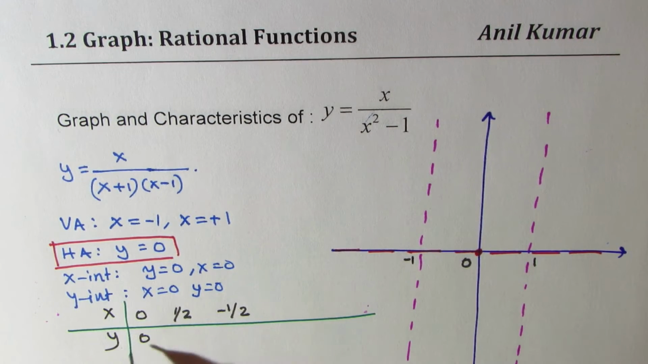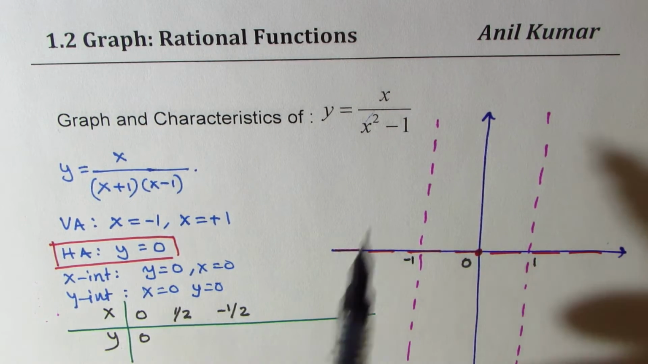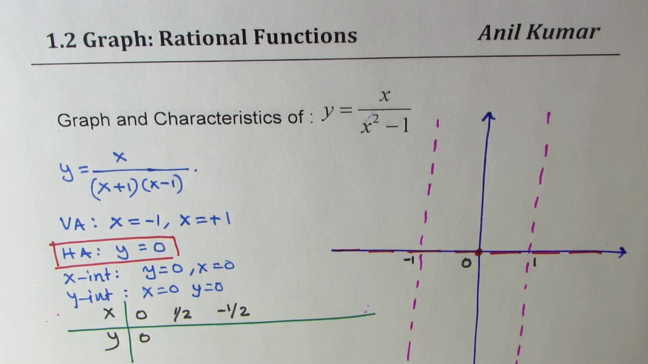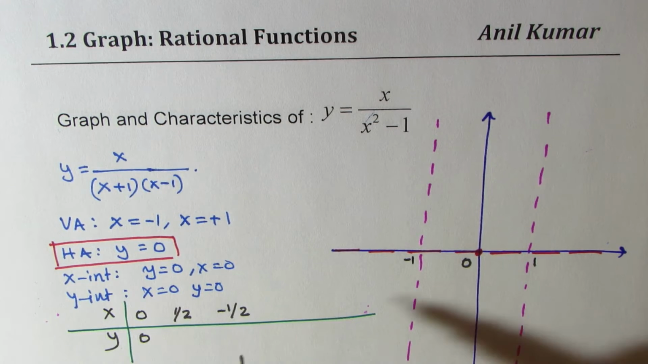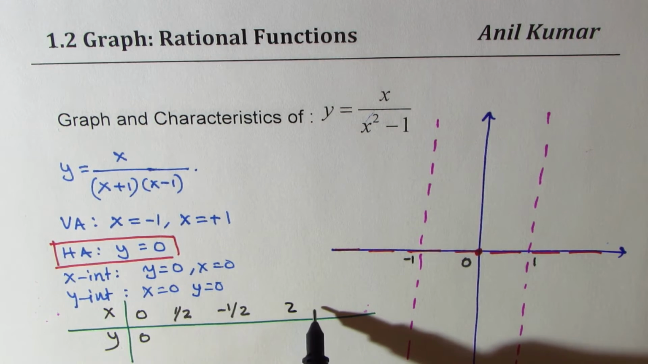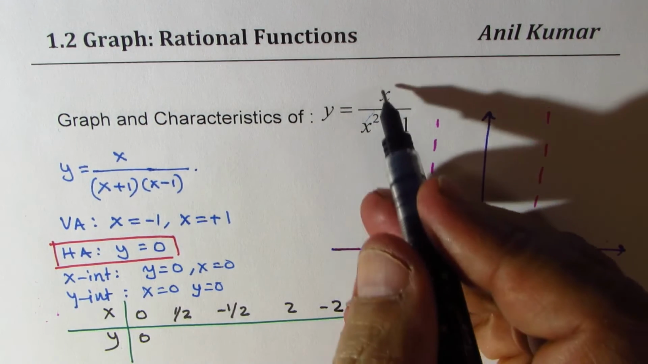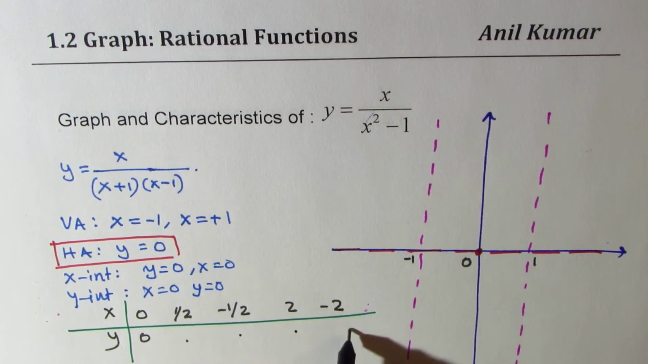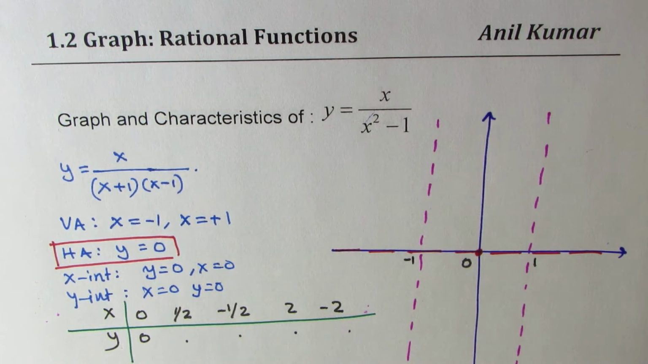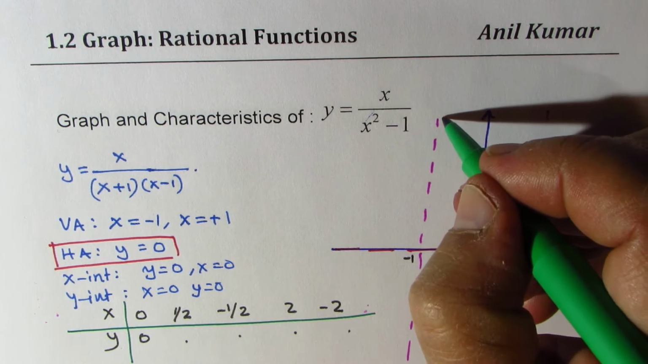Perfect. You will find that this graph has a symmetry. So when I write half and minus half, you will kind of get a symmetry here. Okay. Then you could take a point as 2 and let's say minus 2. Plug in these values, get these points here, and then sketch your graph. Perfect. So for the time being, I'm only sketching the graph for you. It will look like this.